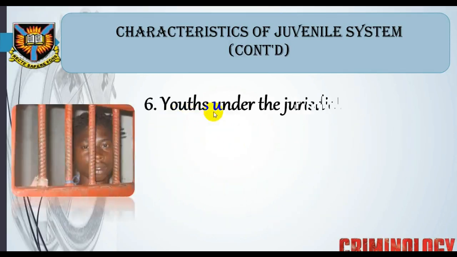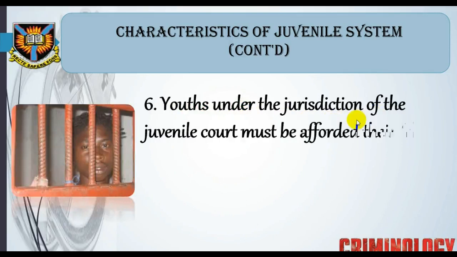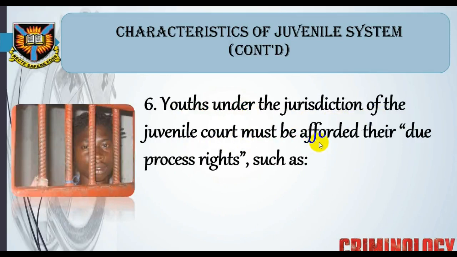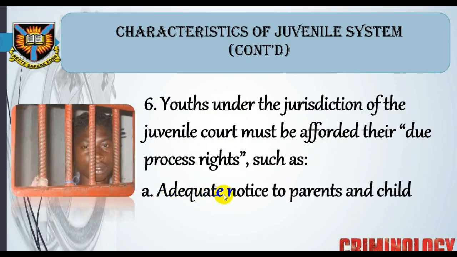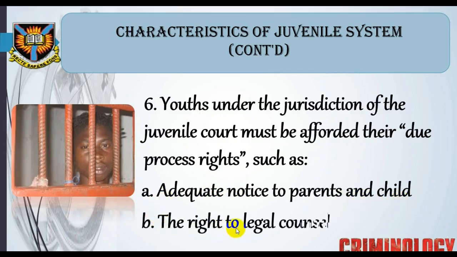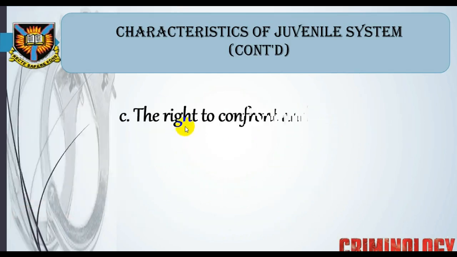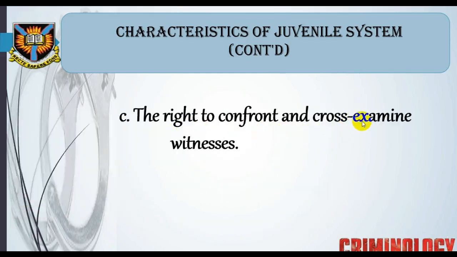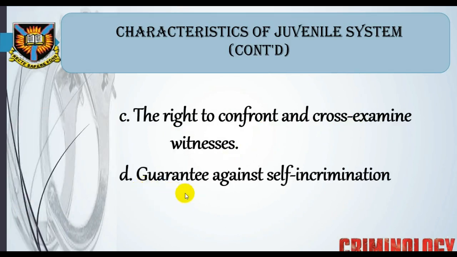6. Youths under the jurisdiction of the juvenile court must be afforded their due process rights, such as: a. Adequate notice to parents and child, b. The right to legal counsel, c. The right to confront and cross-examine witnesses, d. Guarantee against self-incrimination.